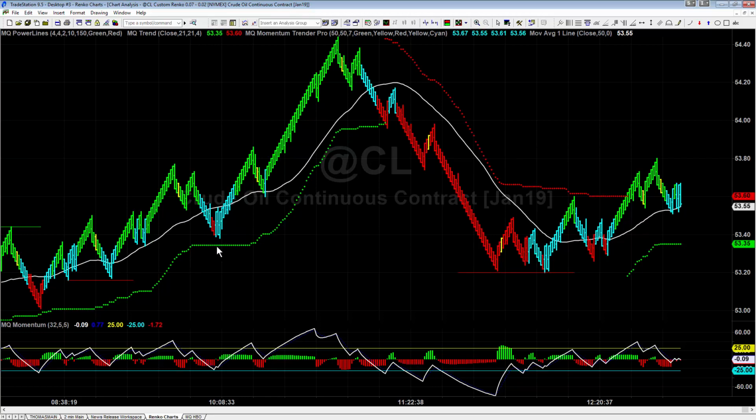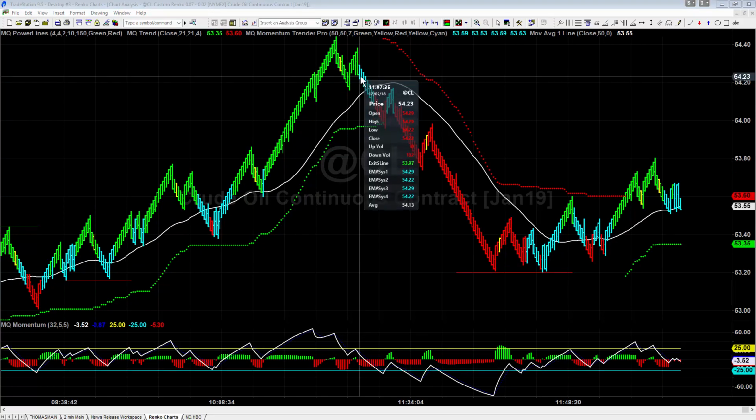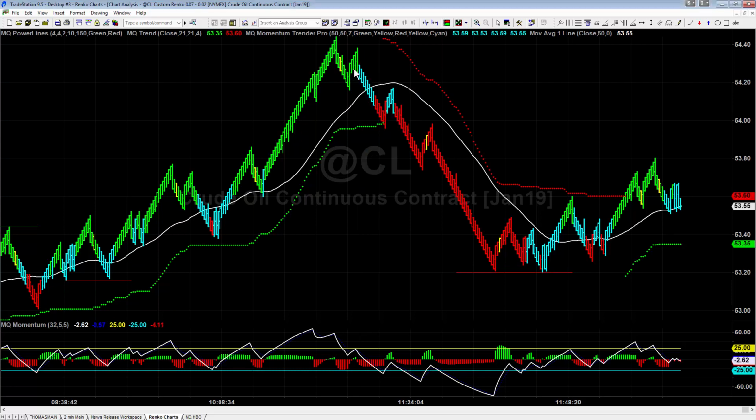Same thing on the way up. When we were bullish on MQ trend and our trend was higher highs, higher lows, your bounce retracement jumps quite a bit. You maintain the position until MQ trend changes, which is about here, about 15 ticks off the high or so. So not too bad.